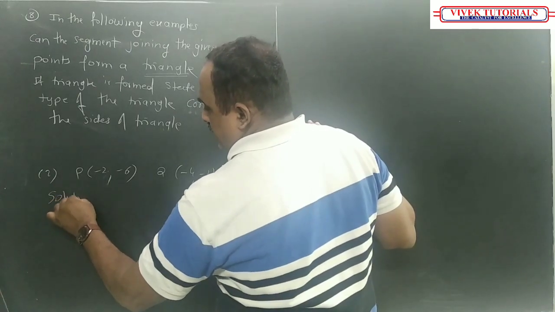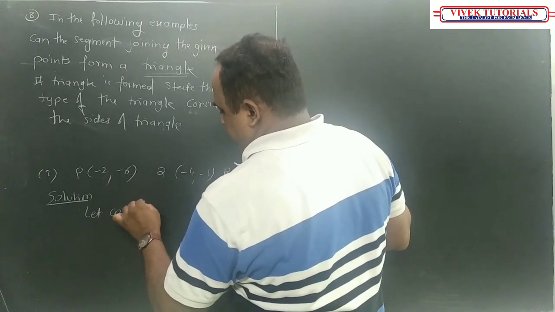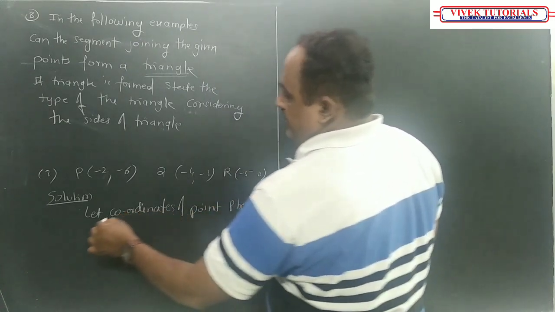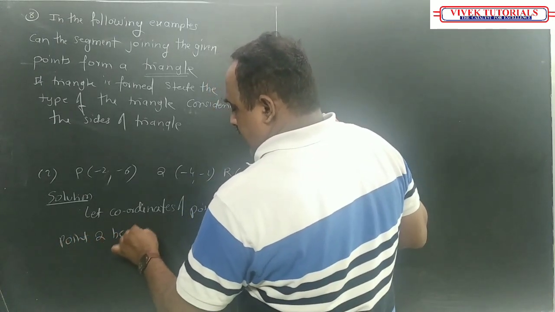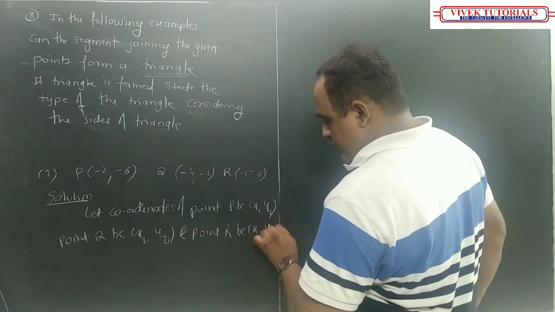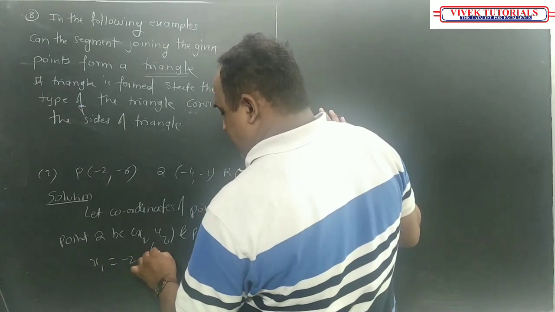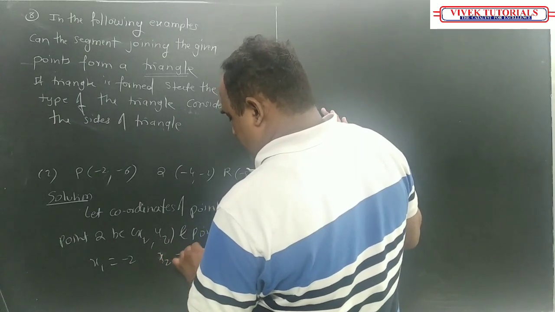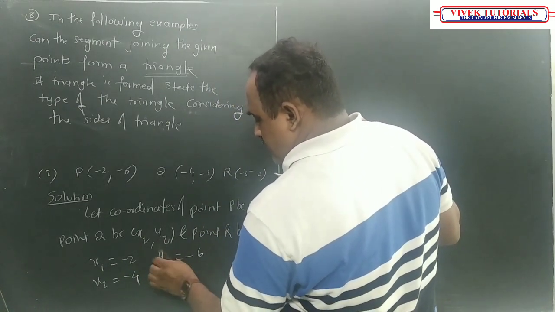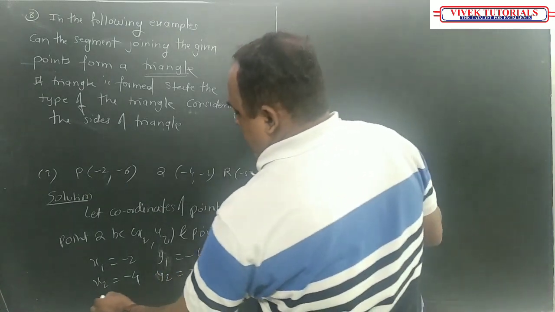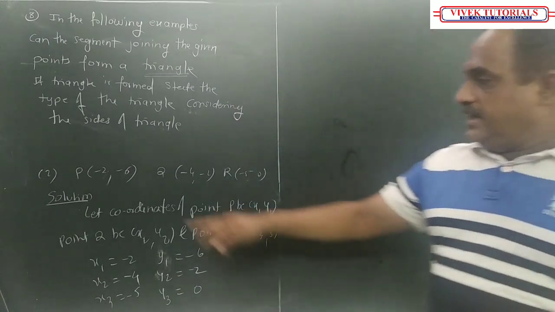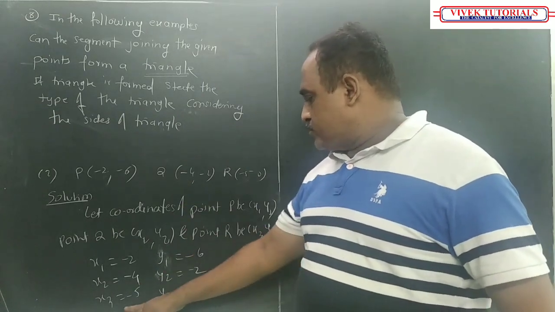So, solution. Let the coordinates of point P be x1, y1, point Q be x2, y2, and point R be x3, y3. x1 is equal to minus 2, y1 is equal to minus 6, x2 is equal to minus 4, y2 is equal to minus 2, and x3 is equal to minus 5, and y3 is equal to 0.